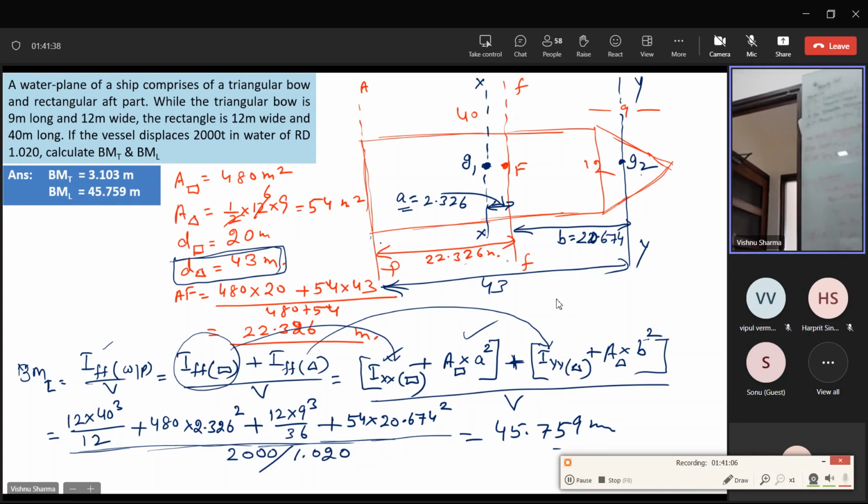Sir, in this type of combinations, will they ask for KB also? I mean, like we have to find KM. For KB, they have to give the shape of the vessel, beta. Because here I have not given you the shape of the ship, right? But if they give you the shape of the ship, then yes, KB can also be asked. But in this case, the information is not complete for KB. So KM has not been asked for. It's only BMT and BML because the focus in this question was to apply moment of inertia for a combination, right?